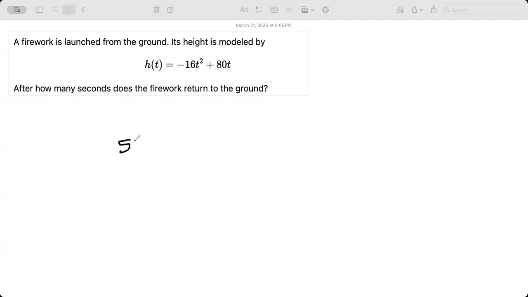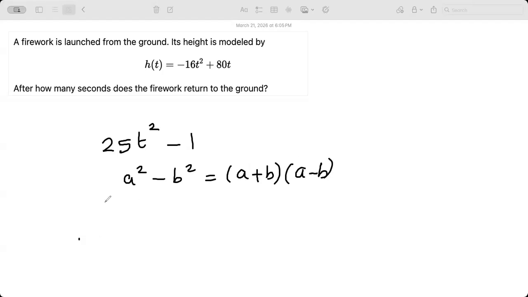Suppose if I give you 25t square minus 1. How to factorize this? Remember? Do you remember this? This is written as a plus b, a minus b. You remember this? Yeah. So how do you factorize that? Simple one. So these are squares. So what is the square root of each of that? 5t minus 1, 5t plus 1. Exactly. This is how you factorize it.